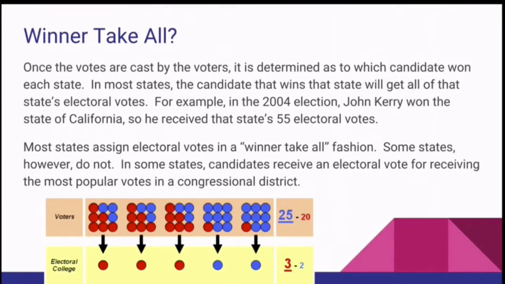Once the votes are cast by the voters, it's determined which candidate won each state. In most states, the candidate that wins the state will get all of the state's electoral votes. For example, in the 2004 election, Kerry won the state of California, so he received that state's 55 electoral votes. Most states assign electoral votes in a winner-take-all fashion. Some states do not. In some states, candidates receive an electoral vote for receiving the most popular votes in a congressional district. Okay? So it kind of depends on which state you're in.